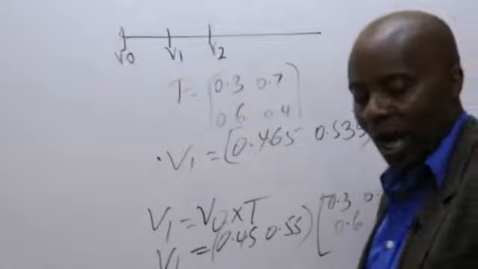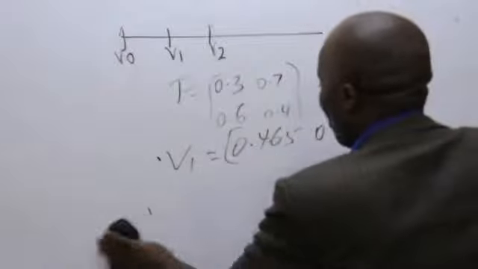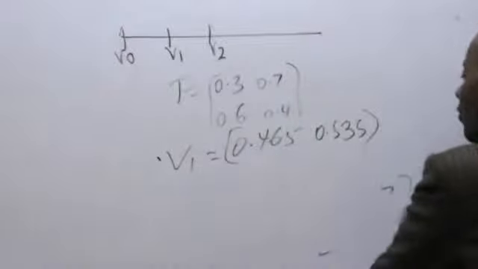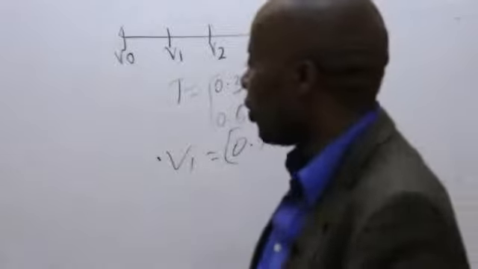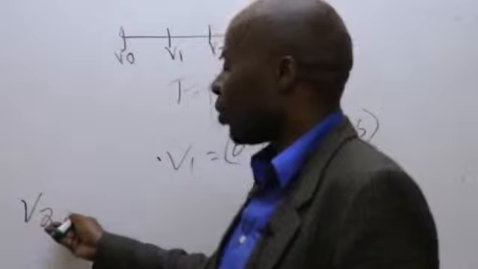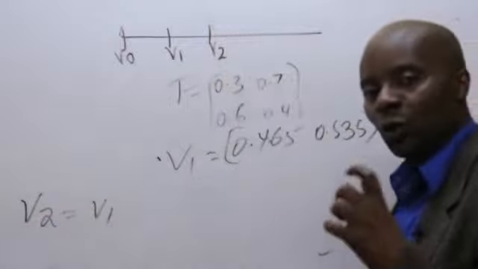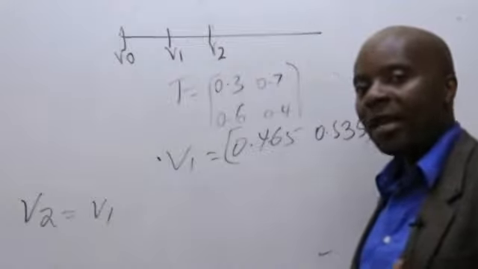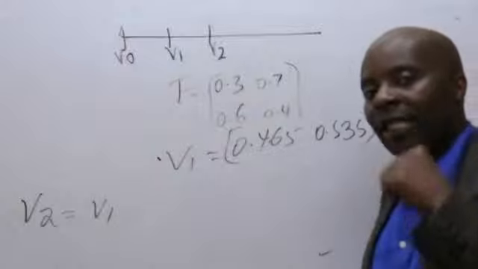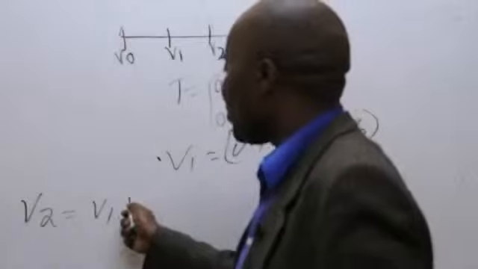That's vector 1. Now, having gotten vector 1, we can very easily and comfortably go to vector 2. How do we get vector 2? Vector 2 can only be born from vector 1. What we need to do is to transition, to change vector 1. So we take vector 1 times T, the transitioning factor, like that.